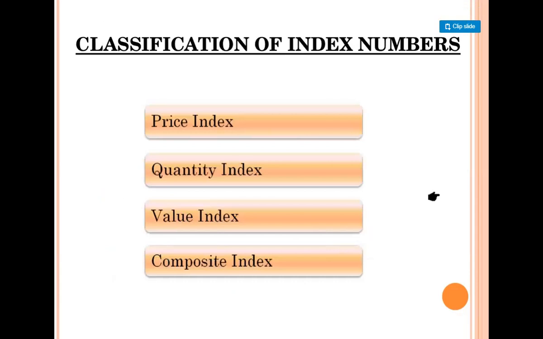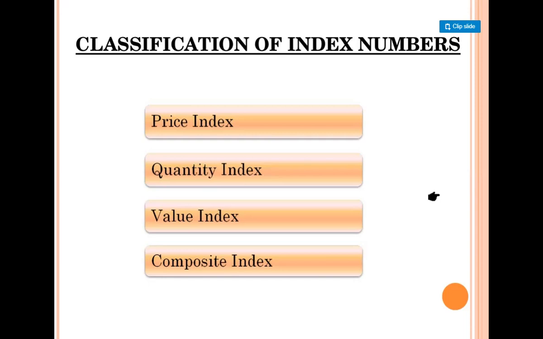Then, what is the classification of index numbers? The different classifications are price index, quantity index, value index, and composite index. Price index means we are comparing only prices for the base year and current year. Quantity index numbers compare only quantity, current with base. Value means weights.